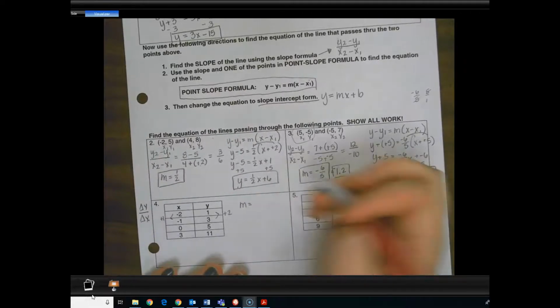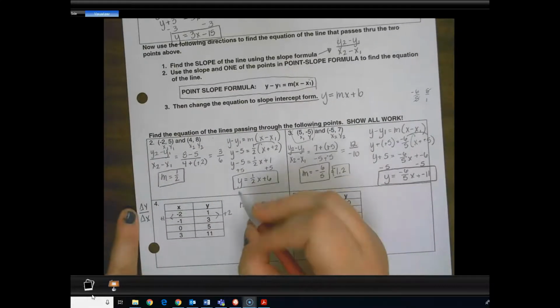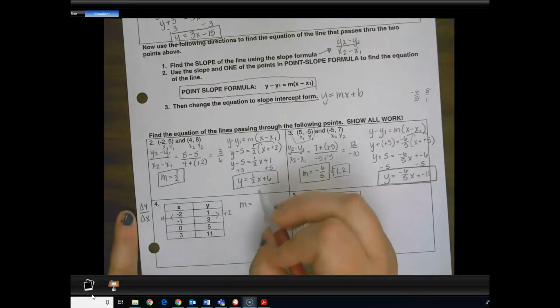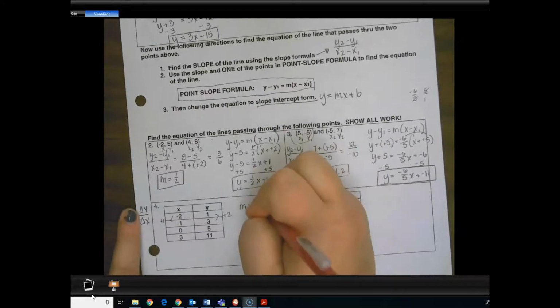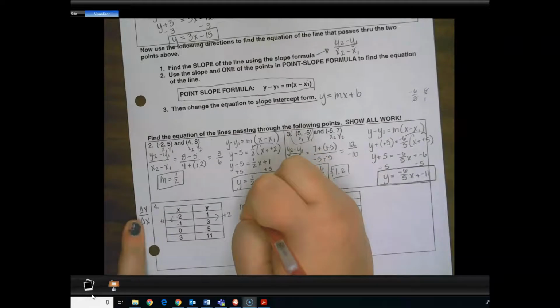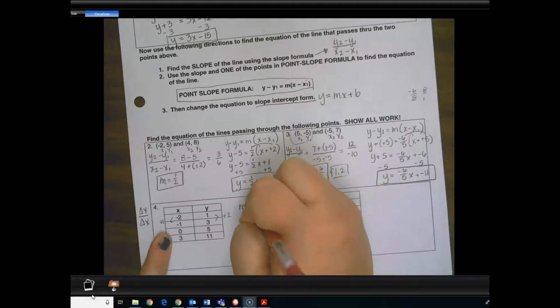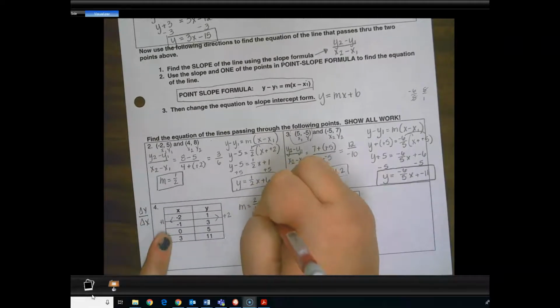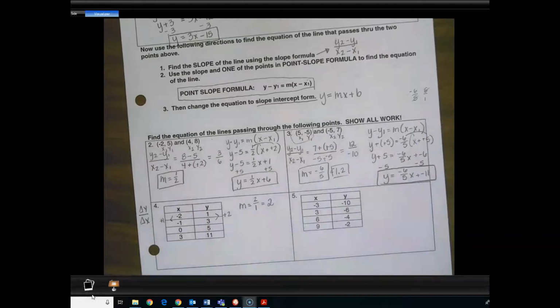Sorry, bells are still going off even though I'm making this when we don't have school. My change in y is 2. My change in x is 1. So my slope is 2. Hopefully we didn't have any problems with that.